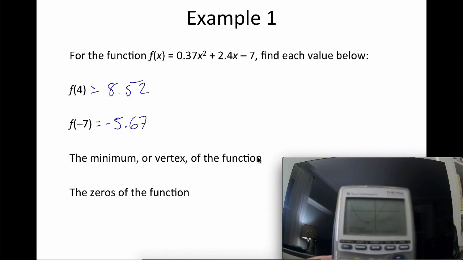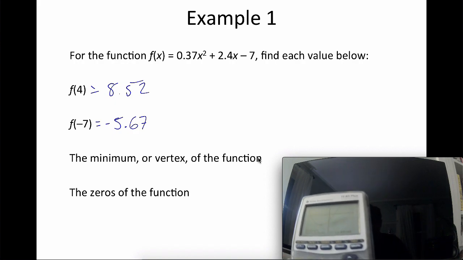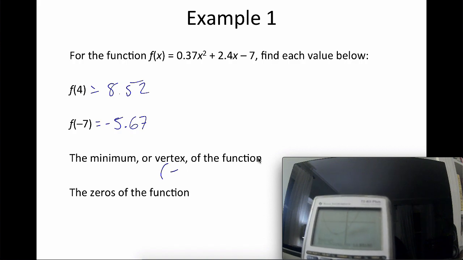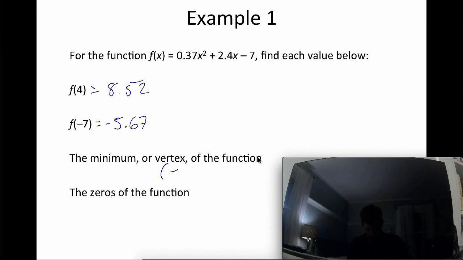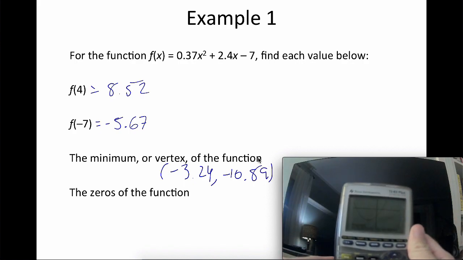So our coordinates there are going to be, let me move this so I can see, -3.24, comma, our y coordinate of -10.89. So we've used our calculator to find the minimum.